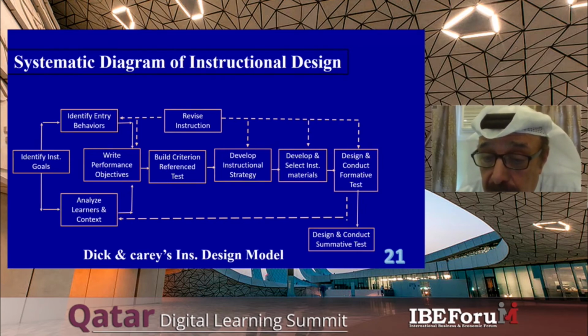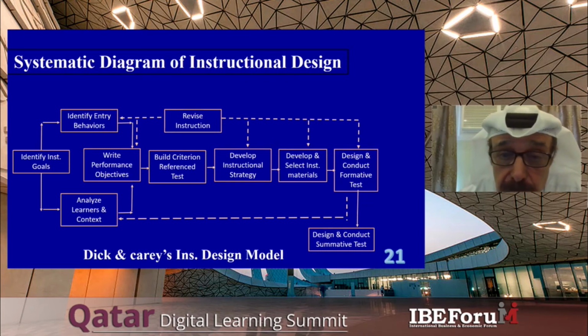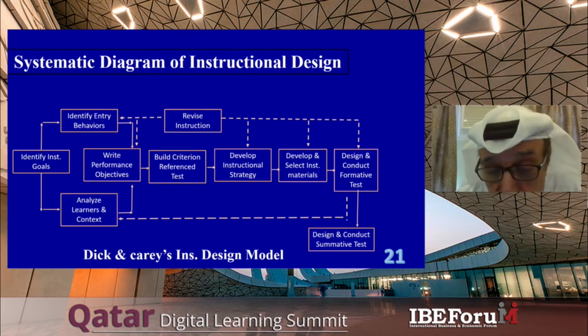Then design the summative evaluation, which is to evaluate the whole thing. Then maybe we have to revise, maybe we have to go somewhere else if there's any problem with the objective, the setting of the objective, with the building references, with the development strategy, maybe with the media, whether the appropriate media was used, and so on.